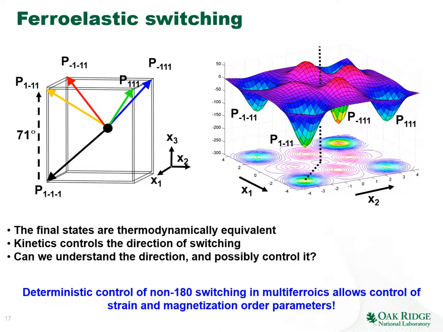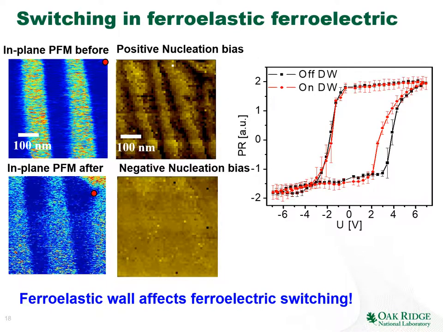So the question is, can we use the PFM in order to control this ferroelastic switching? So create the yellow domains or red domains or blue domains or green domains on demand. And at first glance, this should not be possible because, again, the energy we can transfer to the system is roughly constant. However, it turns out that it is possible to use the PFM to switch into a predefined non-180 degree state.